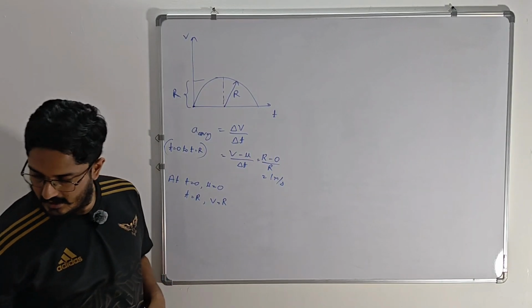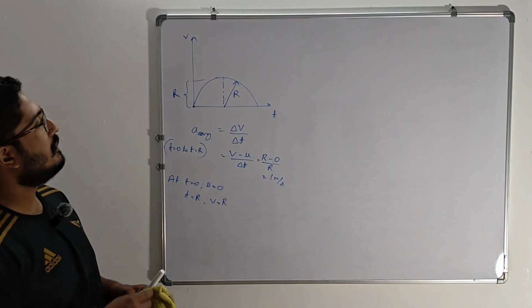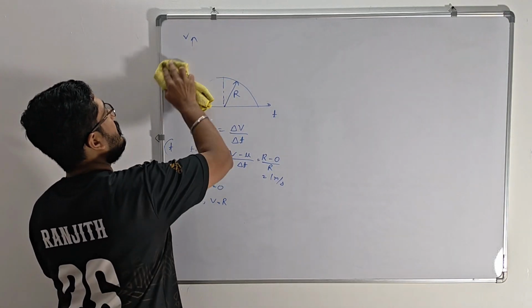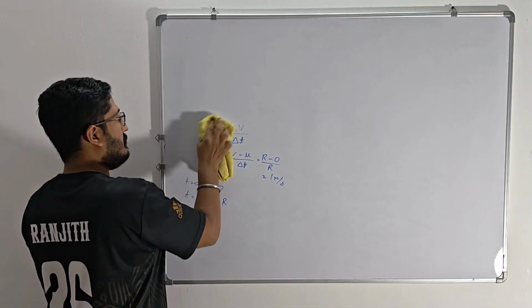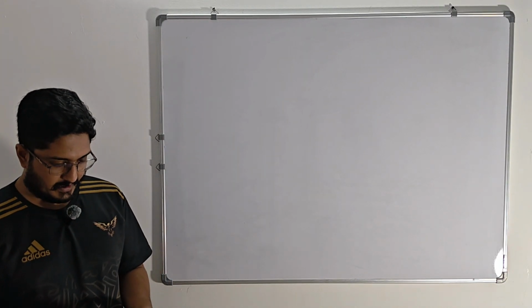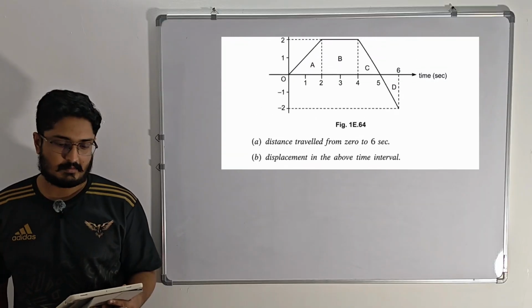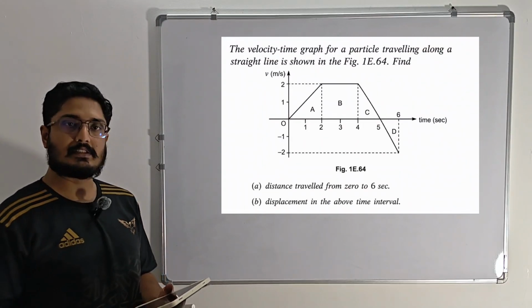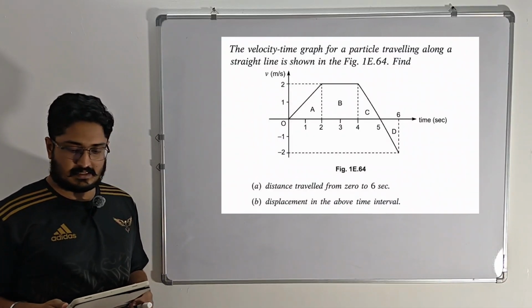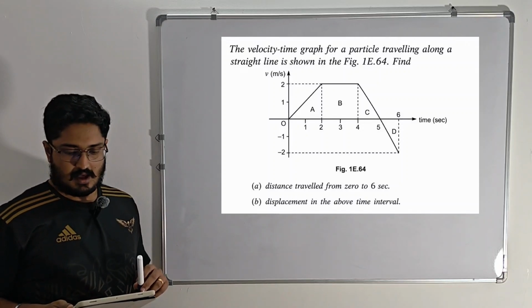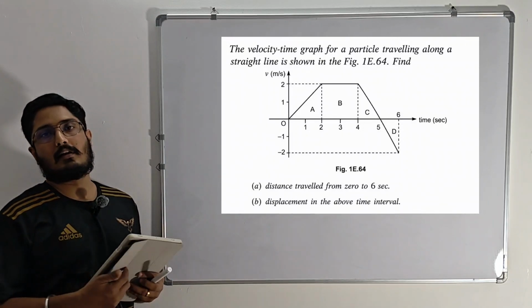Moving on, let's move on to the next question. So I'm removing it. The next question is again based on a graph. Let's see. The next question says that the velocity time graph of a particle traveling along a straight line is shown in the figure. They have given you a graph. Then the distance it traveled from 0 to 6 seconds is how much? And the displacement in the above time interval is how much?